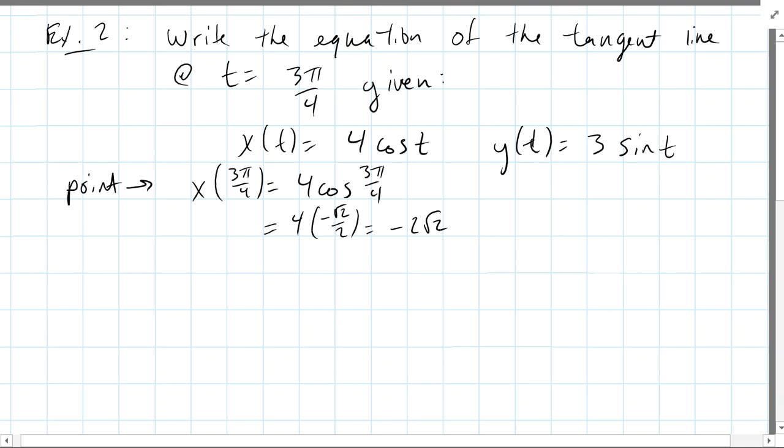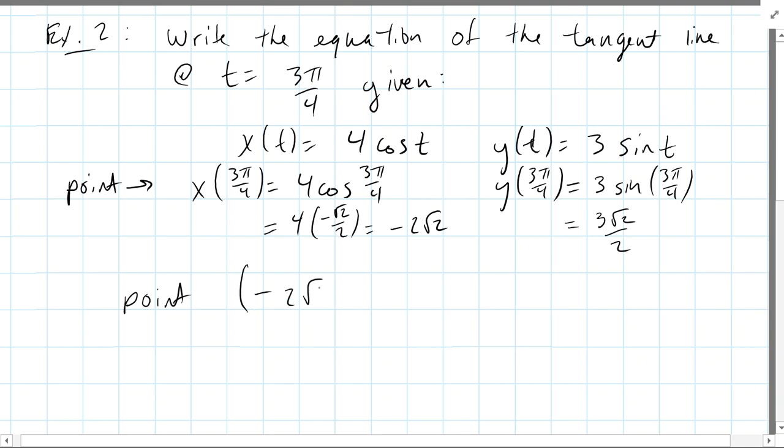All right. For the y coordinate, it's y of 3 pi over 4. That's going to be easy. Equals 3 sine of 3 pi over 4. What is the coordinate for the y in the second quadrant? Positive. It's the square root of 2 over 2, right? So it's going to be 3 square root of 2 over 2. I'm done. My point is going to be negative 2 square root of 2, 3 square root of 2 over 2. That's my point.